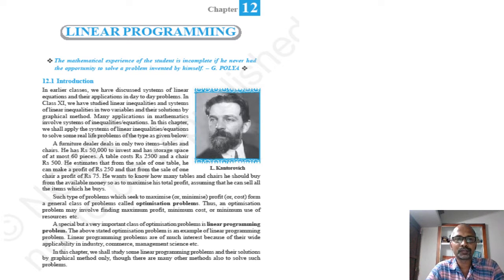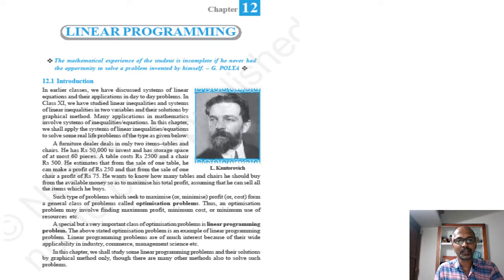We are going to learn the chapter linear programming. This is the 12th chapter of your textbook, and it is a very simple, very small chapter. This is a mathematical application to solve certain daily life problems. I am directly introducing a question which is given in your textbook so that you will understand the objective of this chapter.